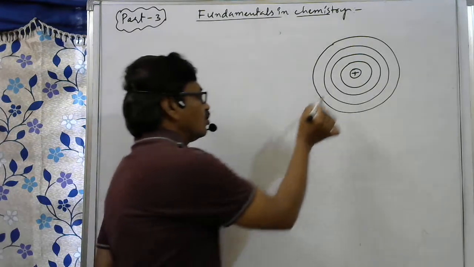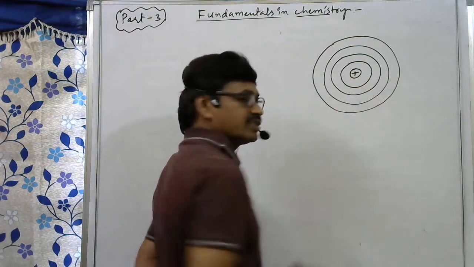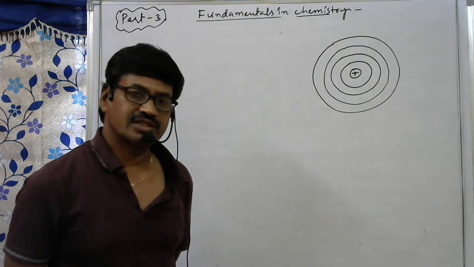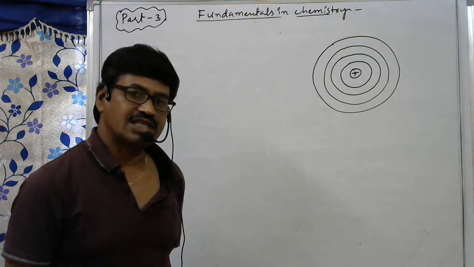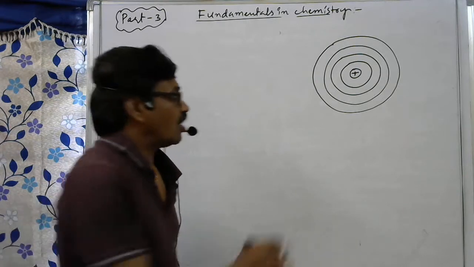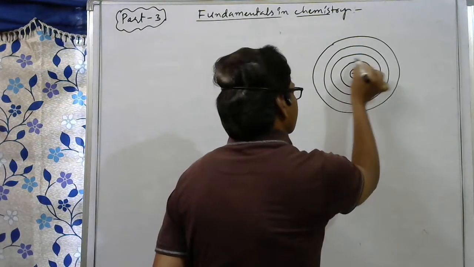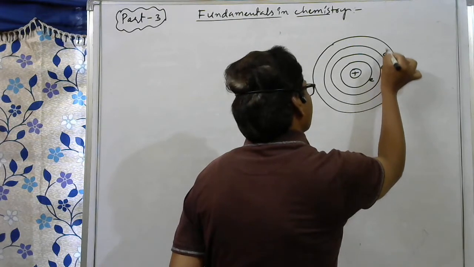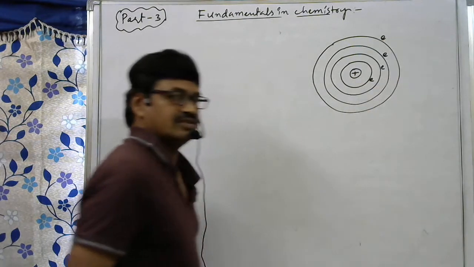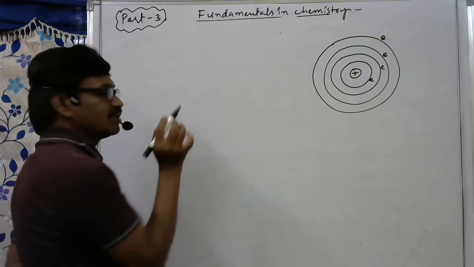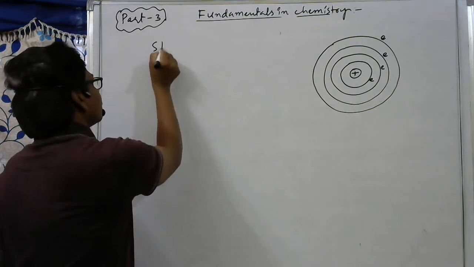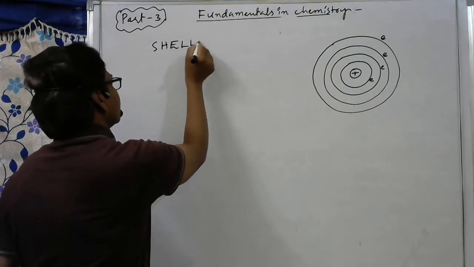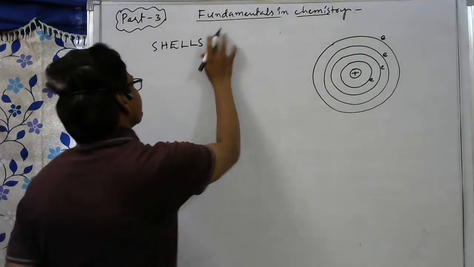At the center of the atom, there is the nucleus. The nucleus contains nucleons. What are nucleons? Protons and neutrons are collectively called nucleons. Outside the nucleus, we have shells. Here, electrons revolve around the nucleus. Now I want to give some explanation related to shells and subshells.